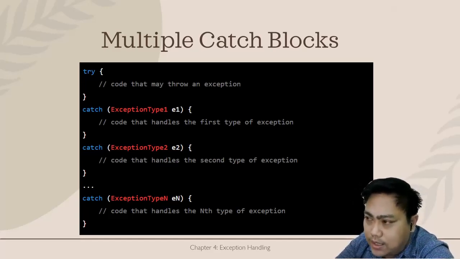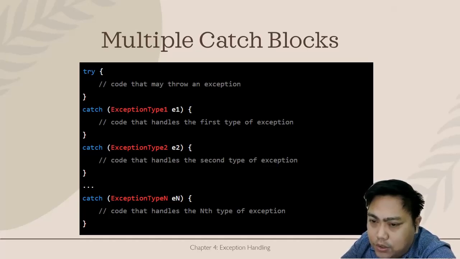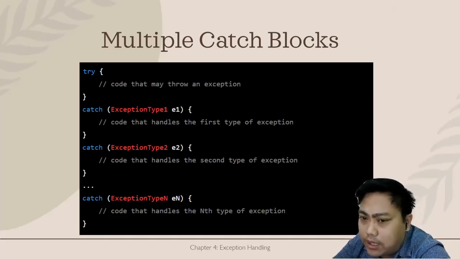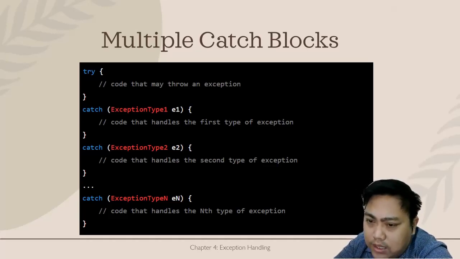So let's check this example. In this example, we have exception type 1, exception type 2, and exception type n. These are different types of exceptions that may occur during the execution of the try block. If, for example, exception type 1 is thrown, the first catch block is executed to handle it. If exception type 2 is thrown, the second catch block is executed to handle it, and so on.